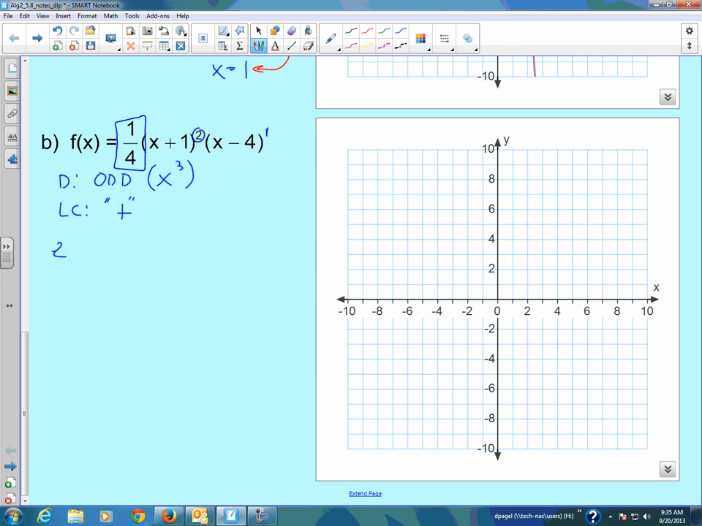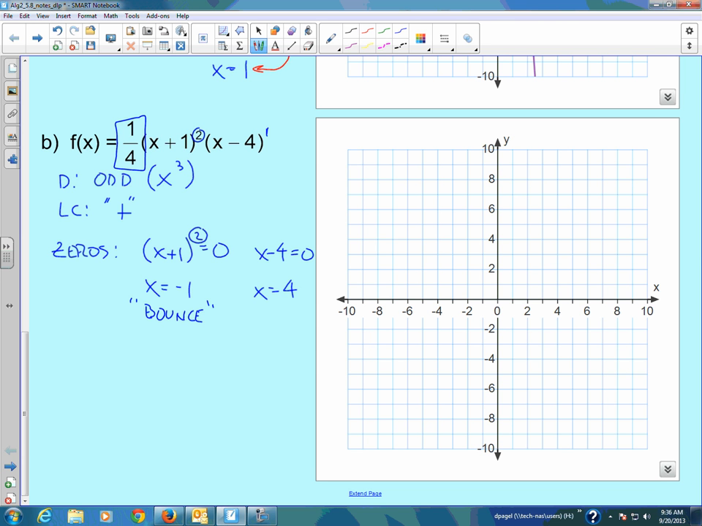In terms of my zeros, again, take your factors. Now, 1/4 is not a factor. I'm not solving for an x. There's no x associated with that 1/4. It's x plus 1 squared is a factor, and x minus 4 is a factor. And we get -1 and 4. And again, because this is a power of 2, we're going to bounce off of x equal -1.